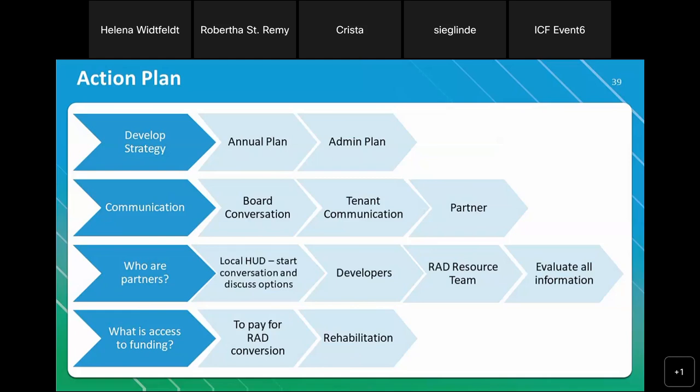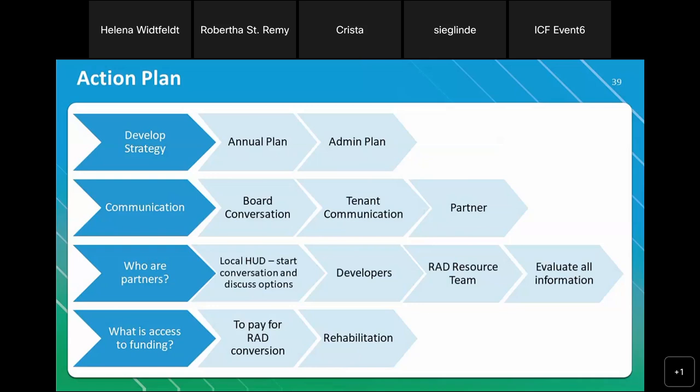But when you're ready to hold that conversation, always engage with the tenants and the partners that you have selected or want to work with. Who are your partners? Your local HUD office. You start the conversation, you discuss your options. They can give you a lot of tools and information to build upon from this presentation. Developers that you need to procure, you need to seek them out. You have your RAD resource team, as I was just talking about, the RAD resource desk. It's really a lot of information already out there.